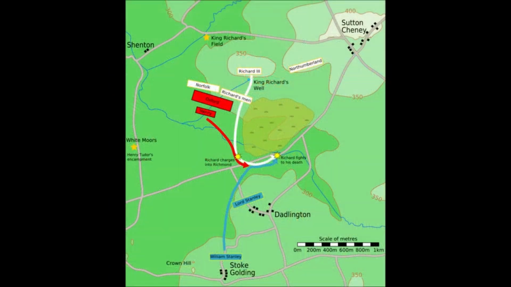As the battle commenced, Richard ordered his forces to descend from Ambion Hill and engage Henry's troops on the plain below. The initial clashes were fierce, with both sides suffering heavy casualties. Richard's forces began to gain the upper hand due to their superior numbers and the effectiveness of their archers and cavalry. However, the battle's turning point came when Richard, in a bold move, decided to target Henry Tudor directly.